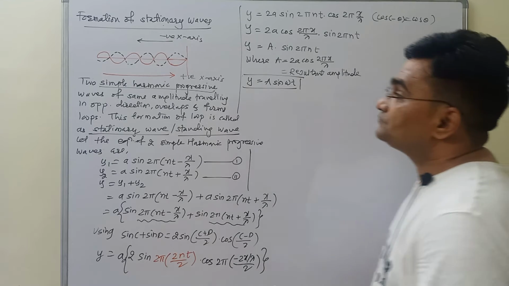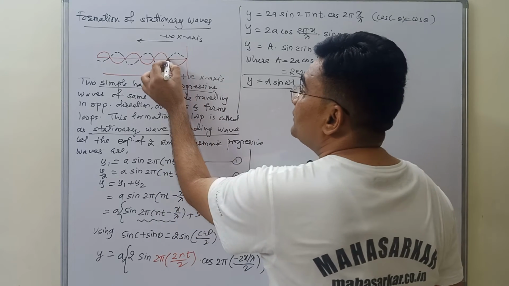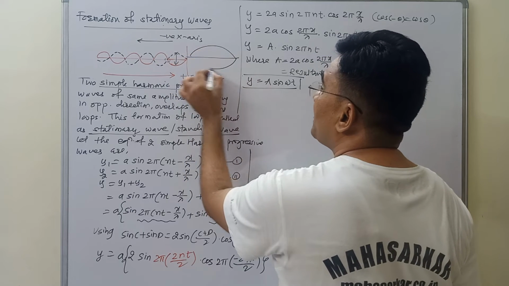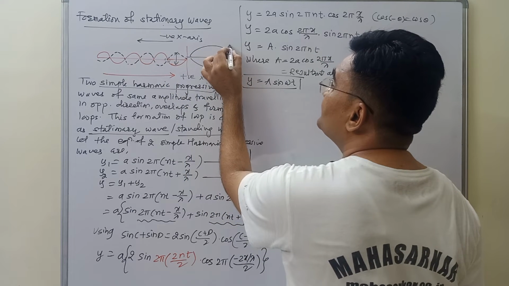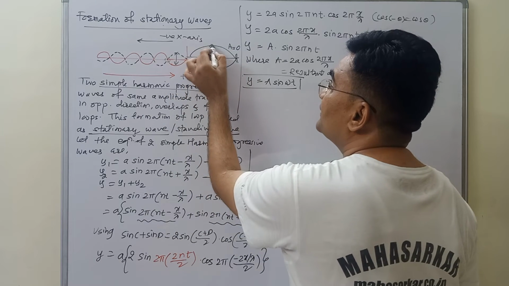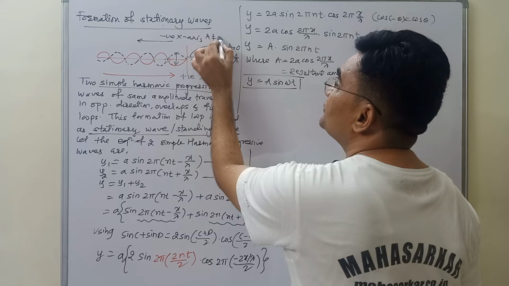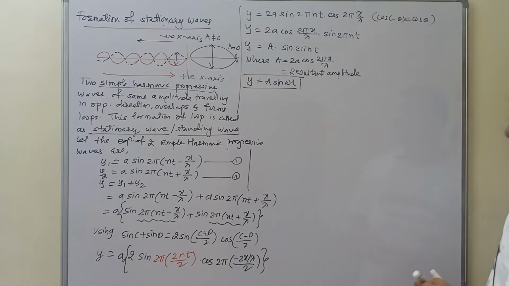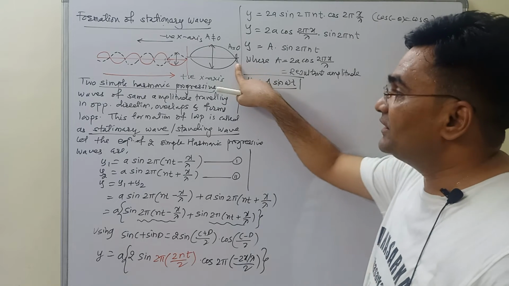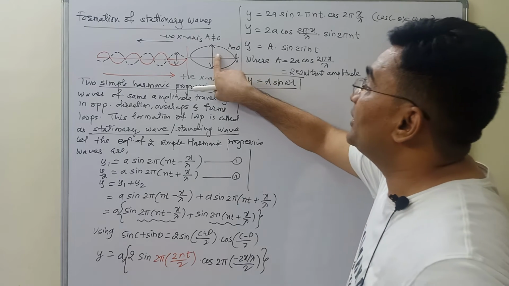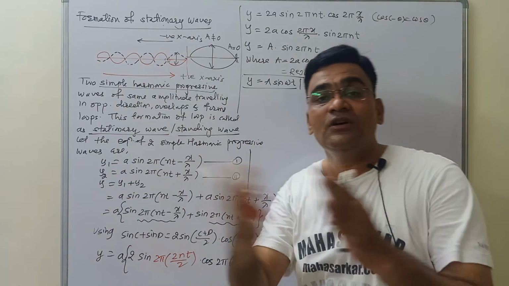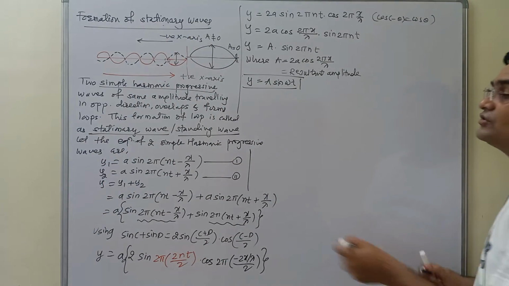Now, here in this loop, the amplitude is very small, approximately equal to 0, whereas here it is very large, not equal to 0 and very high. So this point where amplitude is very small is called a node. The next point is called an antinode. Then again a node and then an antinode. So a stationary wave is formed by adjacent nodes and antinodes.